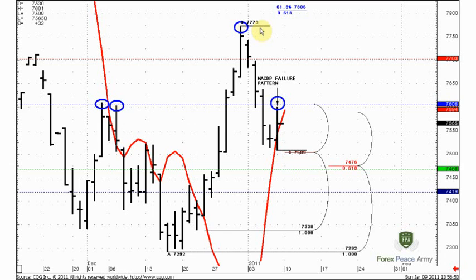Also, take a look at this pattern, an A, B, C bottom. The 618 expansion target from this ABC bottom swing is just above the previous highs, around 78.06. That very much coincides with the possible target of this pattern. So if this pattern works, this target area should be reached, around 78.10 roughly.